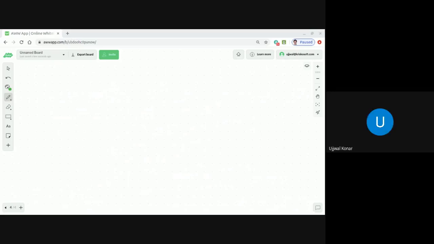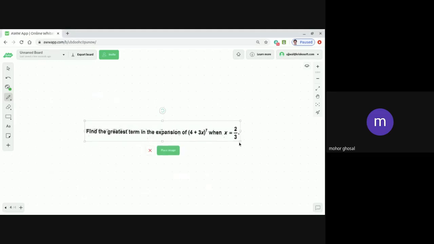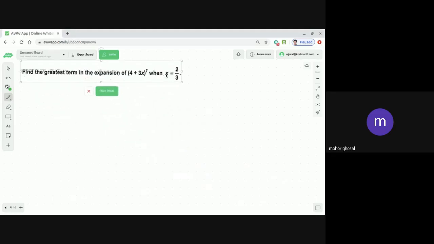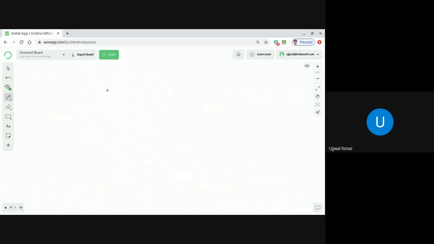Let me put the question here on the board, and then we will discuss. The question here is: find the greatest term in the expansion of 4 plus 3x power 7 when x is equal to 2 by 3.